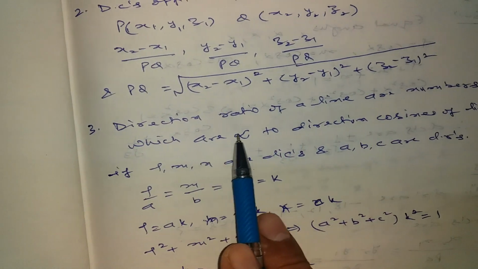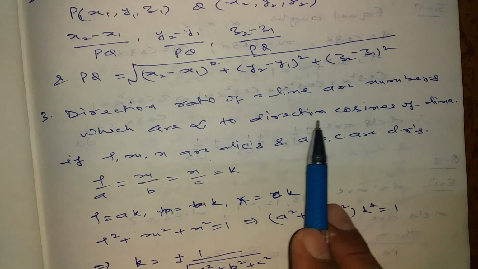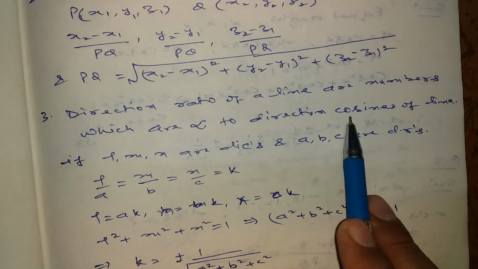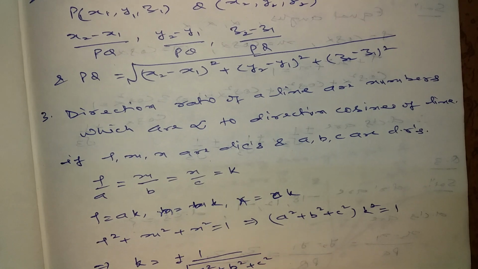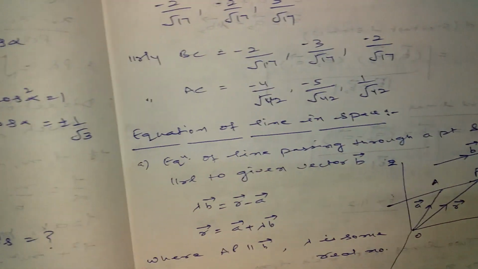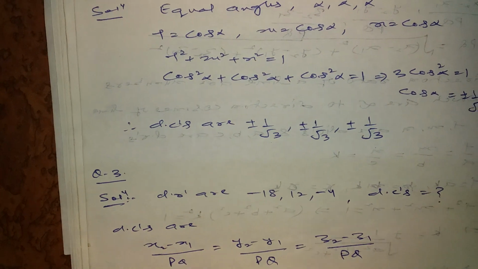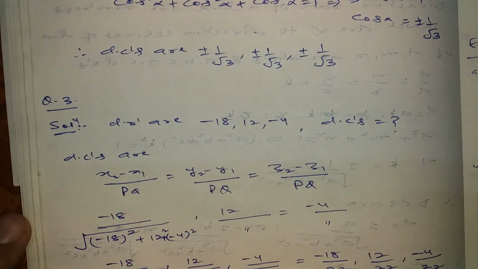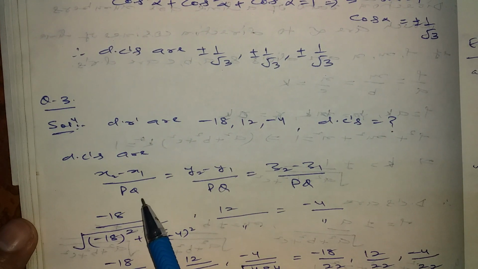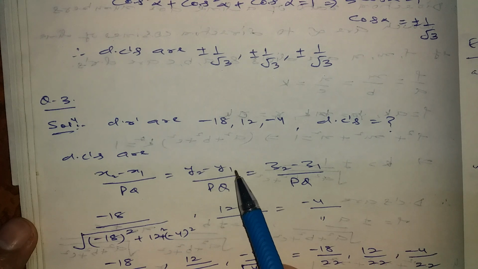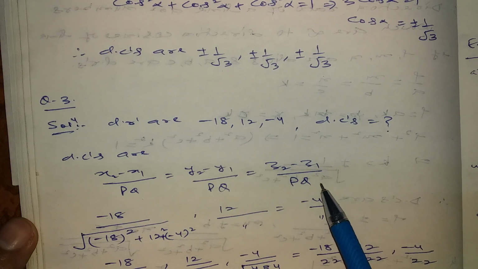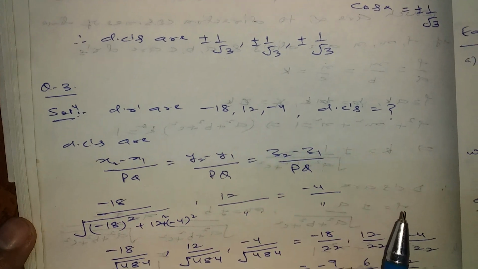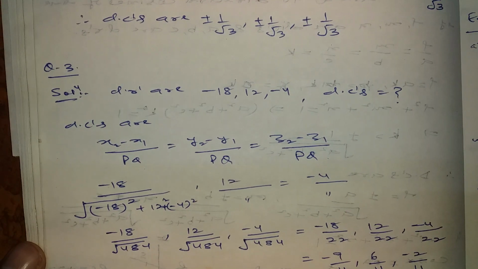Direction ratios of a line are the numbers which are proportional to direction cosines, meaning l/a = m/b = n/c = k. So let we have x2 minus x1 upon PQ distance, y2 minus y1 upon PQ, z2 minus z1 upon PQ. This will be the direction cosines.